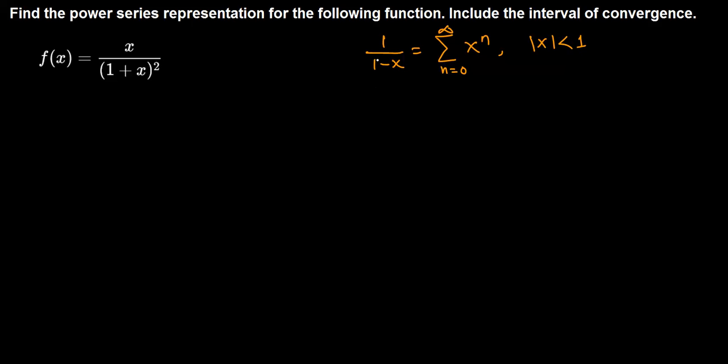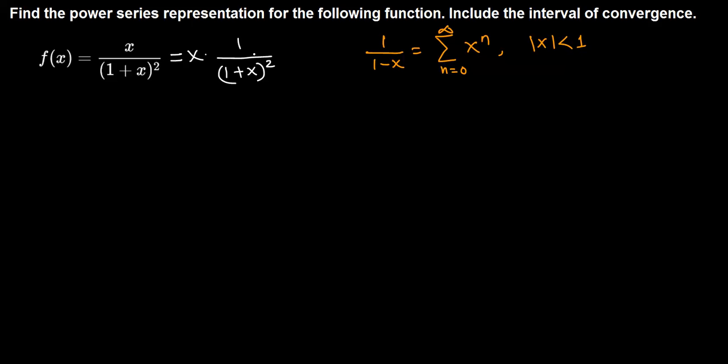And we know that the power series for 1 over 1 minus x is given by the sum of x^n, n from 0 through infinity. And this is valid for absolute x less than 1. So basically we know the power series for 1 over 1 minus something, but we have x over (1 plus x) squared. In fact, we can rewrite this as x times 1 over (1 plus x) quantity squared.